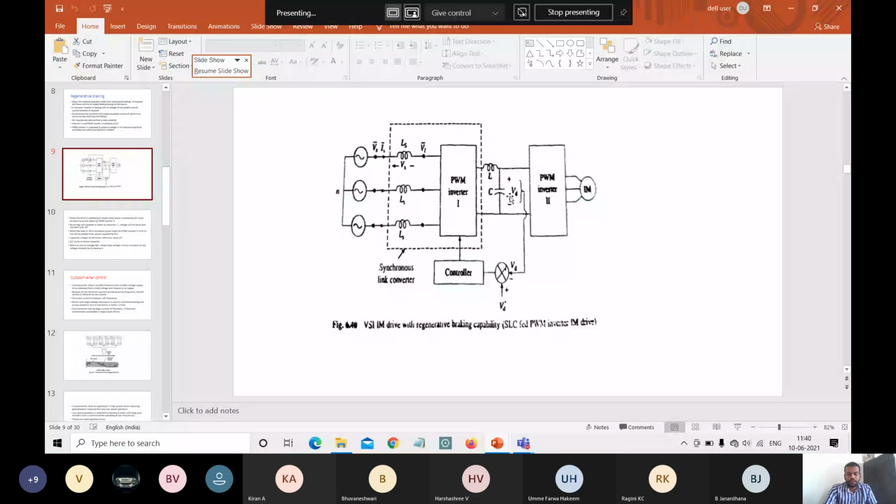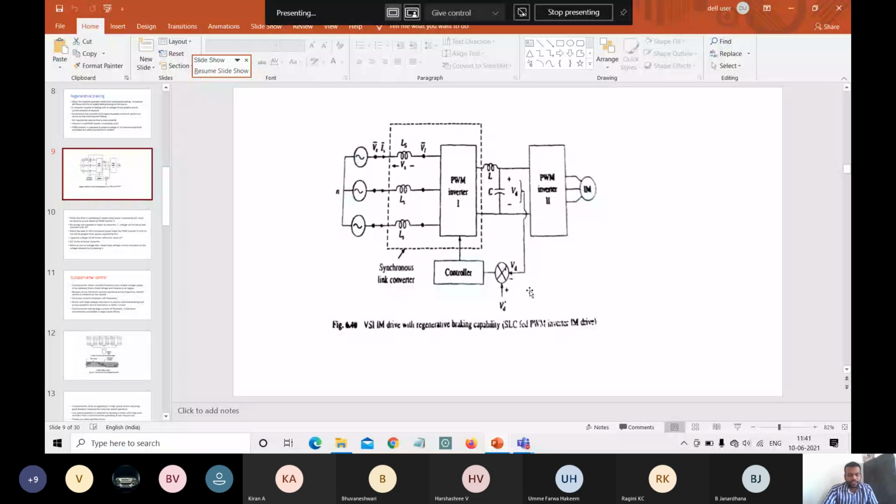So as I told here, when both powers, the SLC power as well as the PWM inverter power, are equal, there will be no energy supplied or taken by the capacitor C. Then the capacitor C is not able to grasp any power, and its voltage will be constant and equal to the reference voltage VD star. So the voltage VD equals the reference voltage VD star.